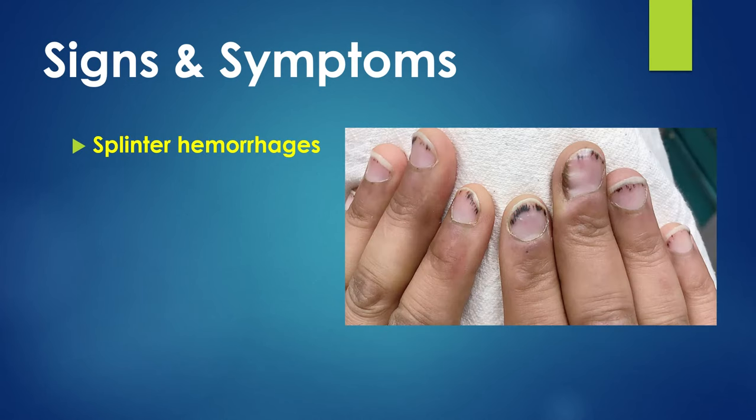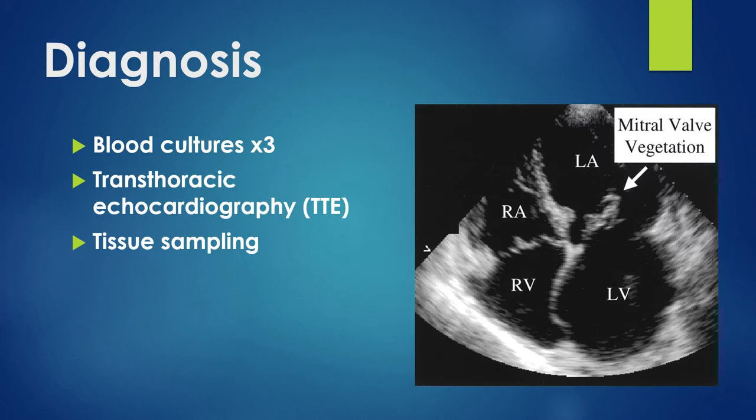One of the other important ones to know is splinter hemorrhages. I feel like most people know this one pretty well. You can see it very obviously here. It's tiny hemorrhages underneath the fingernails that they may certainly show you a picture of. So those are the big ones.